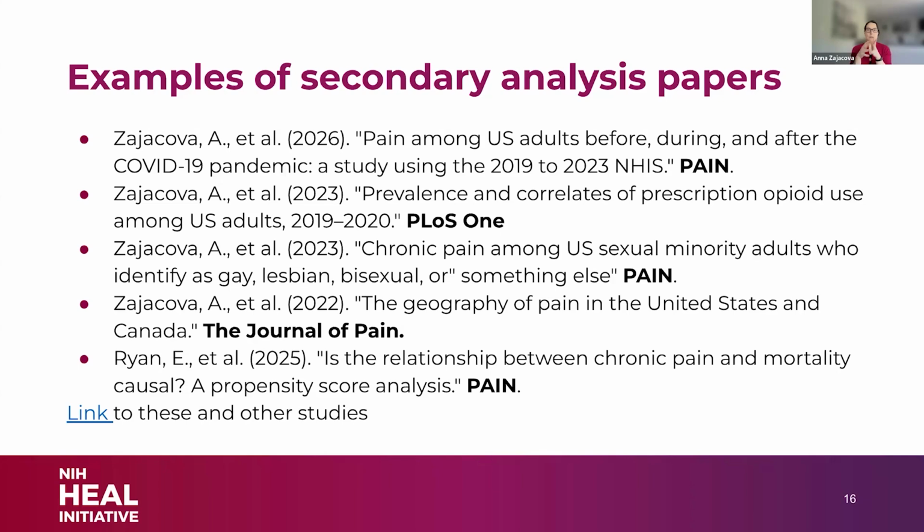In a paper, again in Pain, we examined chronic pain across sexual minority adults, and we have a follow-up under review. We've examined the geography, at the subnational level, of pain in the US and in Canada. And there are, of course, important ways to link pain to other health dimensions. So the last paper, for instance, examined a causal relationship between chronic pain and mortality. So there is a huge scope of studies that can be done with these kinds of data. There's a link if anybody's interested. All right, next slide, please.